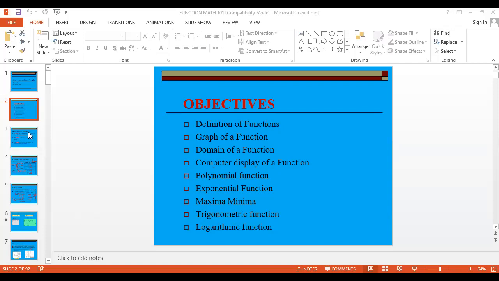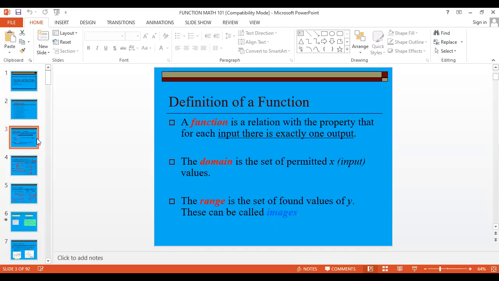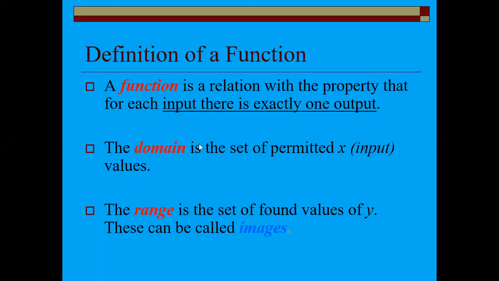Now, moving on. The first thing we need to understand is a function. So a function is a relation, okay? It's a relation or a rule with the property that each input has exactly one output. And the first thing that comes to mind when we talk about a relation is that it's a link between two things.